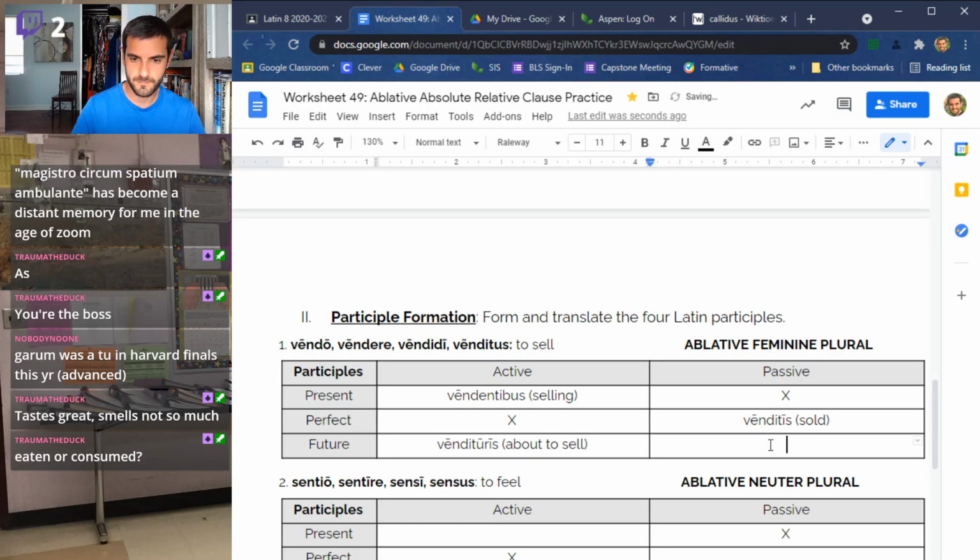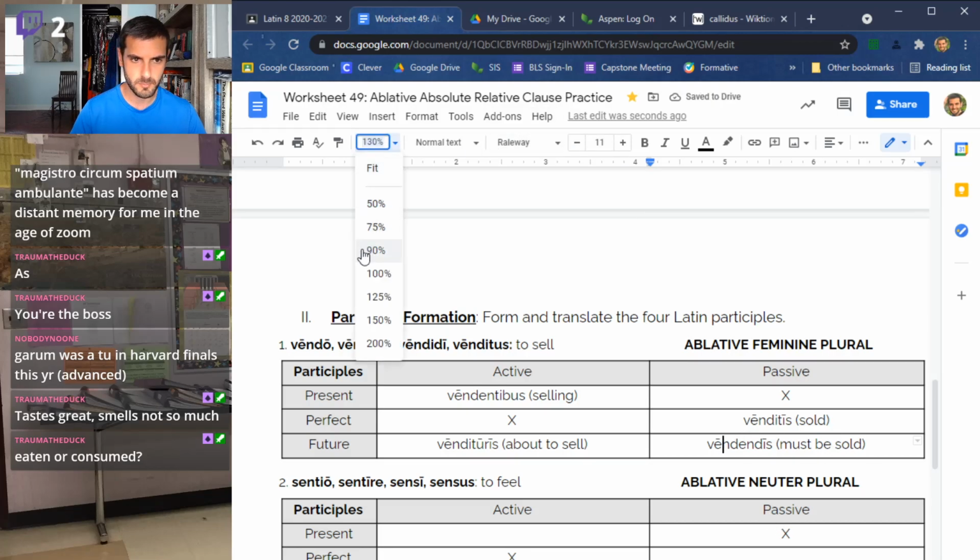Venditurus, about to sell. And this one's tricky because you've already got an ND in the stem. That's why I picked this verb. Vendendis, things that must be sold.